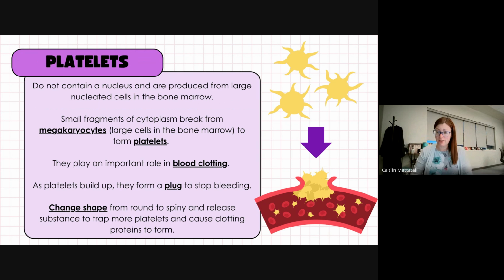I do also have the platelet part that I'm going to be drawing on here up on the board still. I'll make sure that that doesn't get erased, so you guys can draw that part down if you want.